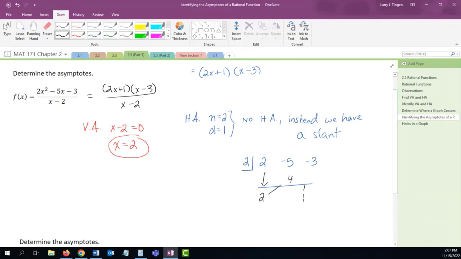2 times 2 is 4. Negative 5 plus 4 is negative 1. 2 times negative 1 is negative 2. Negative 3 plus negative 2 is negative 5. So I have a slant asymptote at y is equal to, this was squared, this was to the first power, this was the constant. So now that 2 goes to the first power, that negative 1 is the constant.